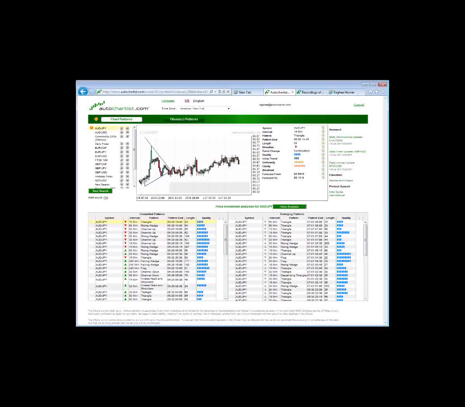And then hopefully when we're done our discussion, you'll have a much clearer idea of how you want to go about, or even if you want to go about customizing the Autochartist software. So with that in mind, let's take a look at the star of the show here, and that is our Autochartist platform. You should see that now on your screen.